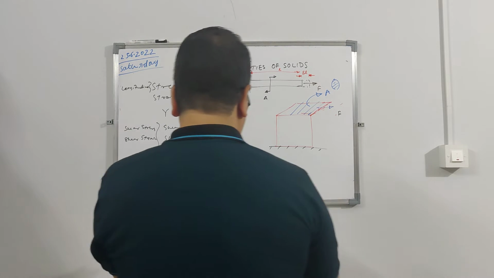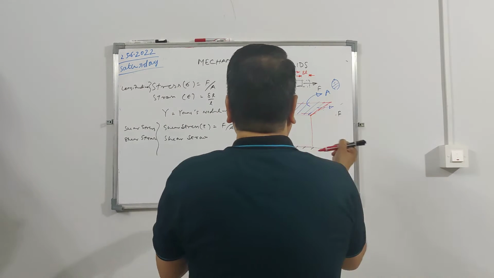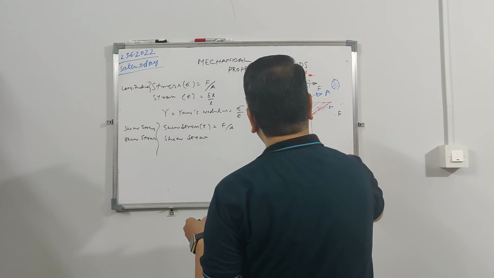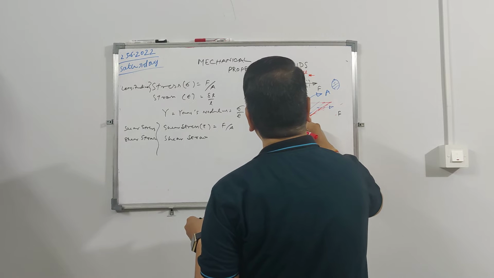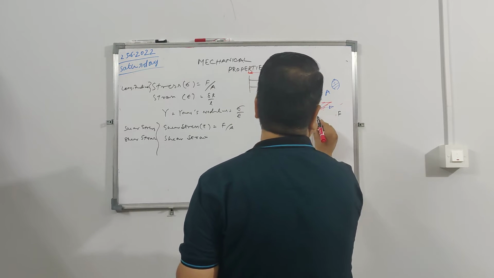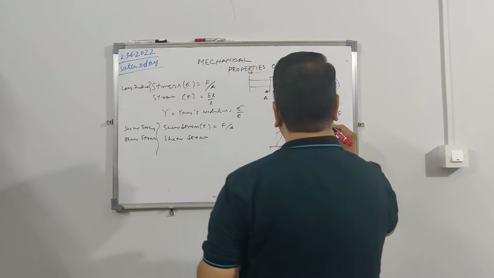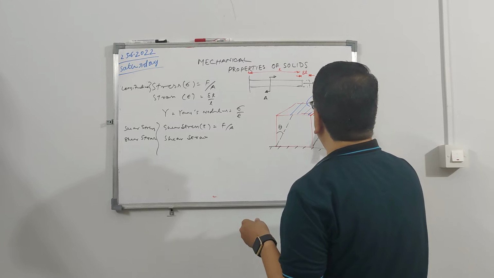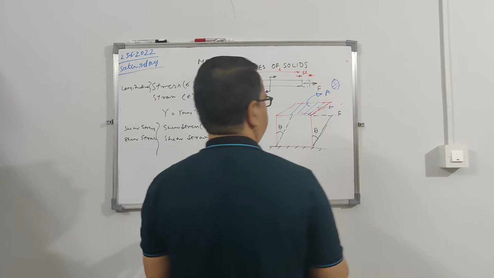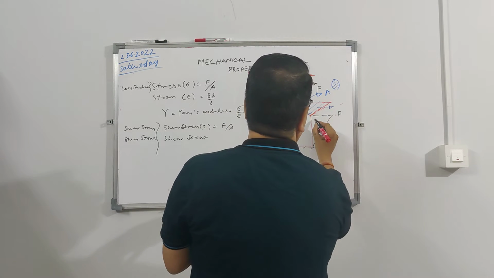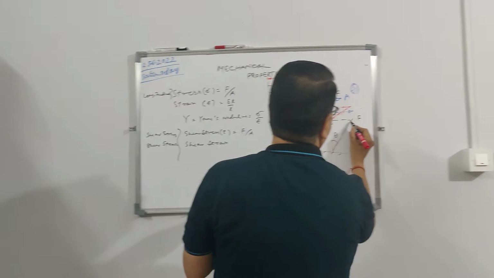So that shear strain, what it is actually: originally it is here, but after deformation it will get deformed by an angle, let us say theta. So some parallel line if you draw, this is my angle theta.